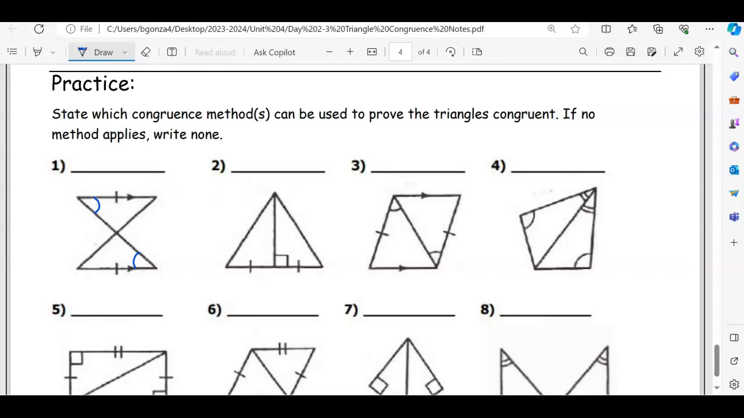All right, so check it out. These are called vertical angles. Put an arc here and an arc here, okay? Everybody, do this.